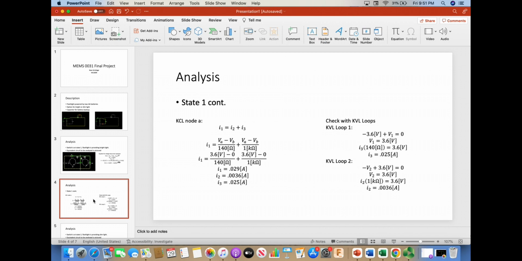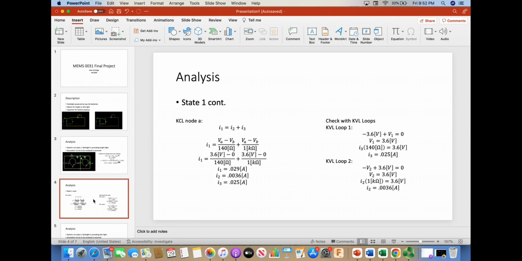To solve for the currents, I used KCL and checked with KVL. Taking KCL at node A, current in equals current out, so I1 equals I2 plus I3. Using Ohm's law, I2 becomes VA minus VB over 140 ohms, and I3 becomes VA minus VB over 1 kiloohm. Plugging in known values for VA, we find that I1 equals 0.029 amps, I2 equals 0.0036 amps, and I3 equals 0.025 amps.